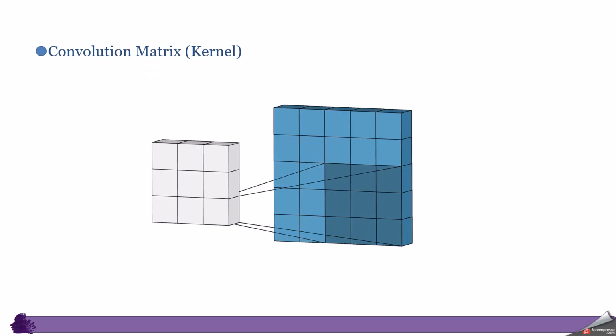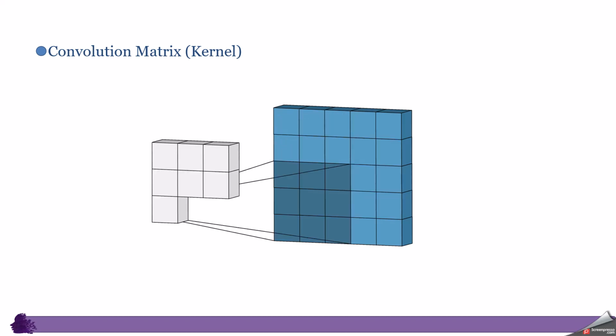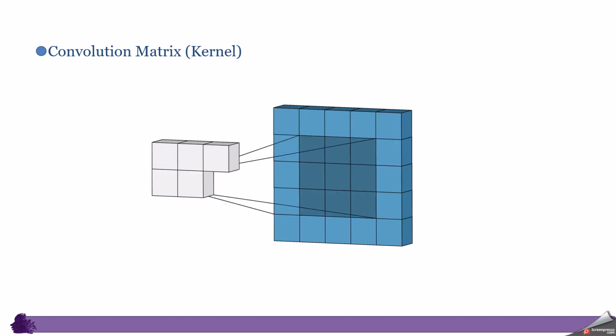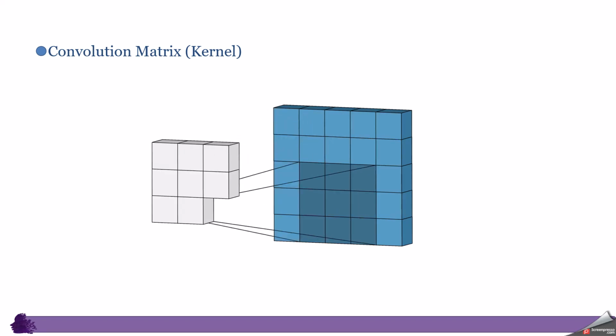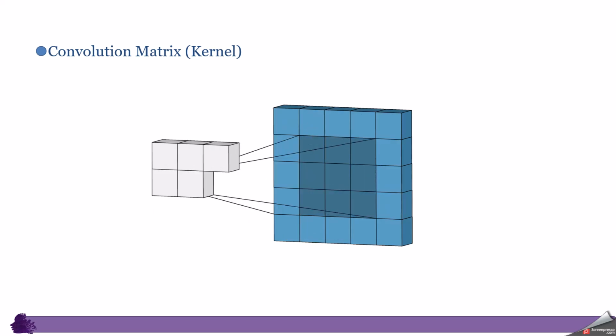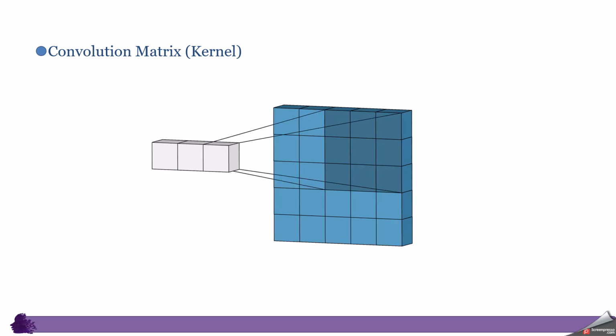Kernel or convolution matrix is a small matrix that's used for blurring, sharpening, edge detection, and other image processing functions. Essentially, this small kernel sits on top of the big image and slides from left to right and up to down. The skeletonized image undergoes convolution with a kernel to detect branch points in the cell morphology.